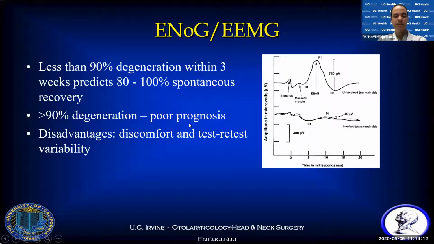The only disadvantage of this is it is a little uncomfortable because you have to stimulate a good amount so that you can get the whole nerve to stimulate, so the patient's face tends to jump a little bit. And there is a little bit of test-retest variability, meaning that if you do a test today and you do a test 3 days from now, for example, there could be a little variability. That could be with the placement of the electrodes.